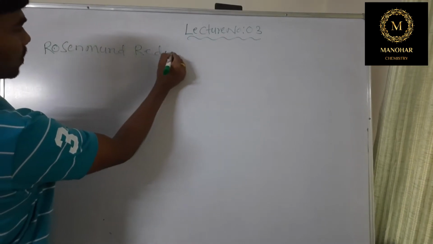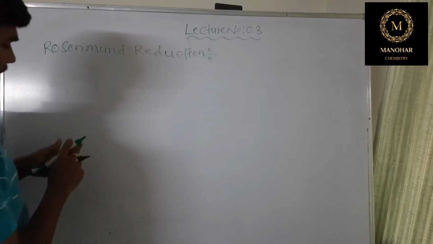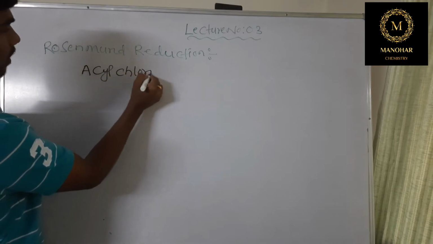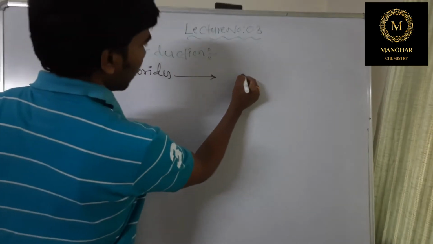So the next preparation method is Rosenmund reduction. What is meant by Rosenmund reduction and which reagent we will use in this, I will let you know. Section: acyl chlorides. In Rosenmund reduction, acyl chlorides are converted to aldehydes.